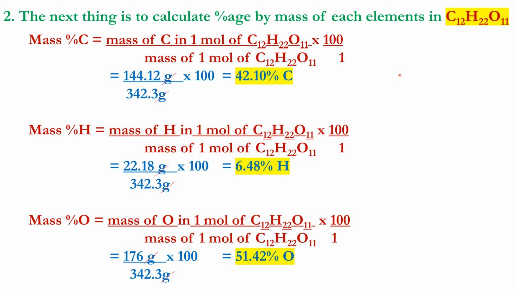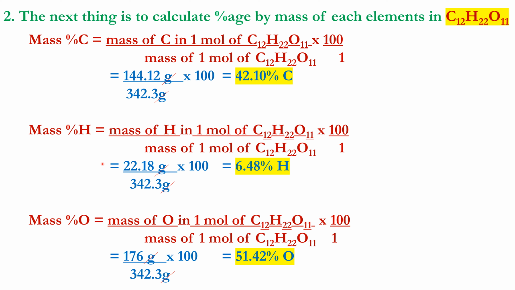So mass percent carbon is equal to mass of carbon in 1 mole of sucrose divided by mass of 1 mole of sucrose times 100. We calculated from the previous slide that mass of carbon in 1 mole of sucrose is 144.12 gram. And we calculated from the previous slide that mass of 1 mole of sucrose is 342.3 gram. So we multiply that by 100. You can see that this gram cancels this gram. So then the mass percent carbon is equal to 42.10%.